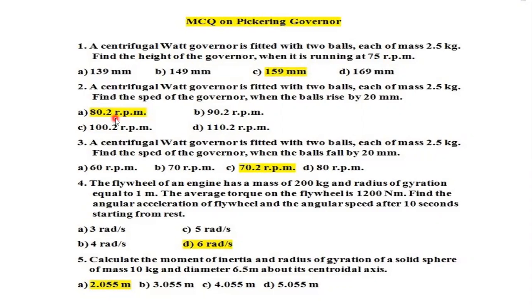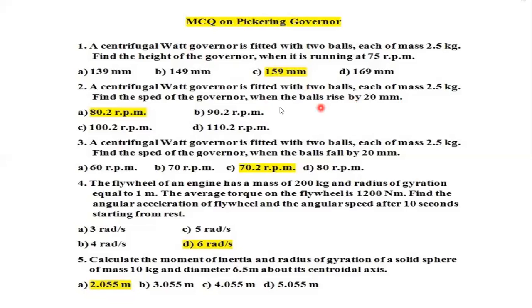So second problem, the same question and the same data. Here data is missing, they have to give speed, then only we can calculate. So if they give the speed as n is equal to 75 rpm, you'll be getting the omega value, right? 2 pi n by 60 means you'll be getting omega as 7.85, and you'll be getting the height of the governor as 159 mm.